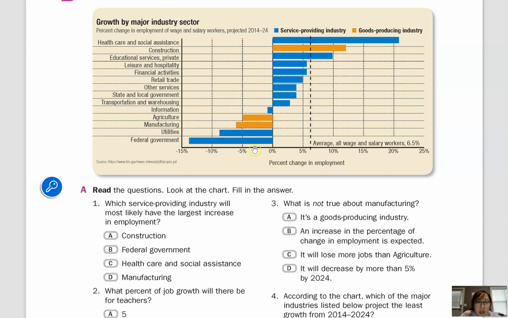I'll just go through these really quickly. So you can see the healthcare and social assistance industry, construction, educational services, leisure and hospitality, financial activities, retail trade, other services, state and local government, transportation and warehousing, information, agriculture, manufacturing, utilities, and federal government. So these are the major industry sectors of the economy.